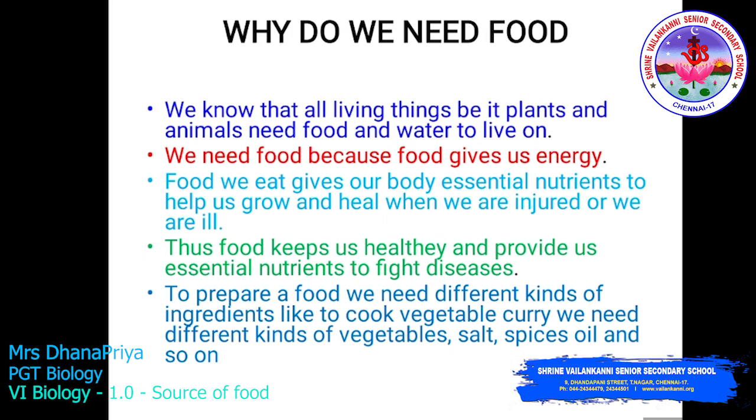To prepare our food, we need different kinds of ingredients. For example, to cook vegetable curry, we need different kinds of vegetables, salt, spices, oil and so on. Take any recipe, for example sambar. What do you have in sambar? First, the procedure is pulses. Any dal you should add to the sambar, plus vegetables. You can use any type of vegetable.